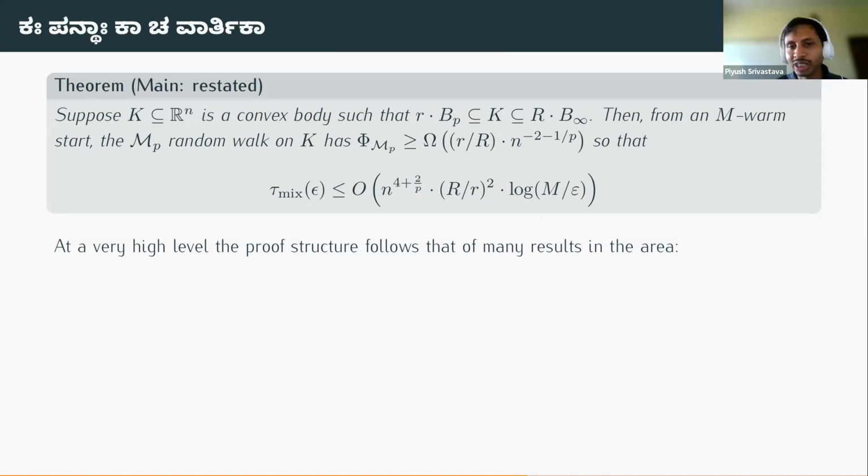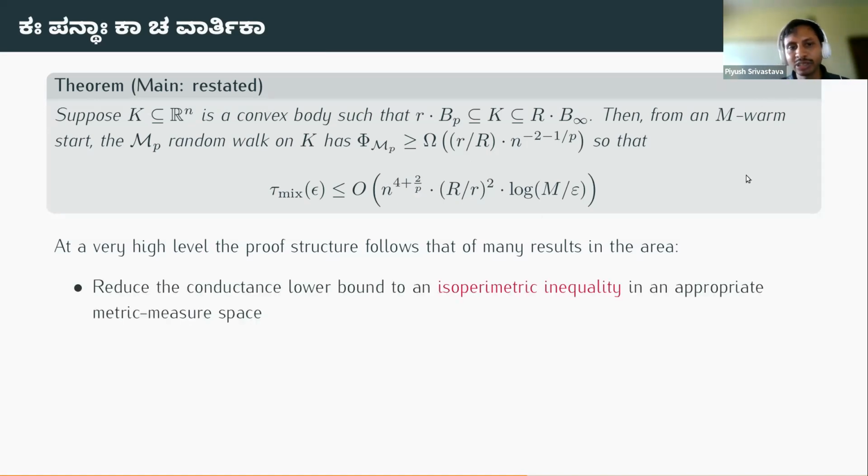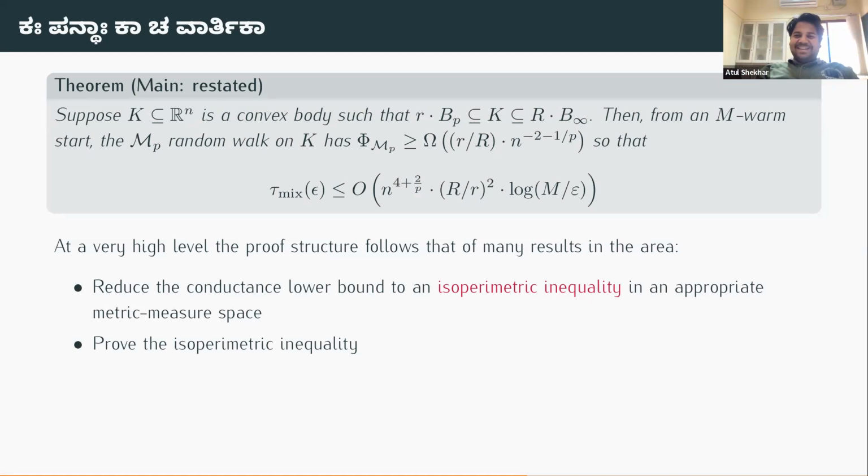At a high level, the proof structure follows many of the results in the area. You first have to do a conductance bound. So you first try to find an isoperimetric inequality in some appropriate metric measure space, which implies the conductance bound, and then you prove the isoperimetric inequality. Or you get someone else to prove it. I mean, you find the distance.